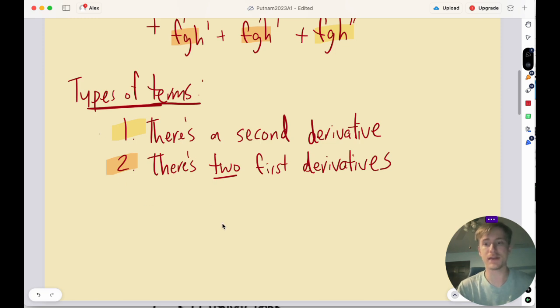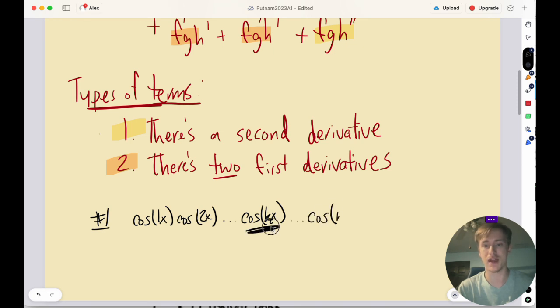Okay, so it's going to be something of the form, perhaps, cosine of 1x times cosine of 2x. This is the first kind of term, and so on, until maybe some cosine of kx, and I'm choosing this to be my second derivative, and so on, all the way until cosine of nx. Okay, so this term I'm choosing to take the second derivative of, and then everything else is just the same.